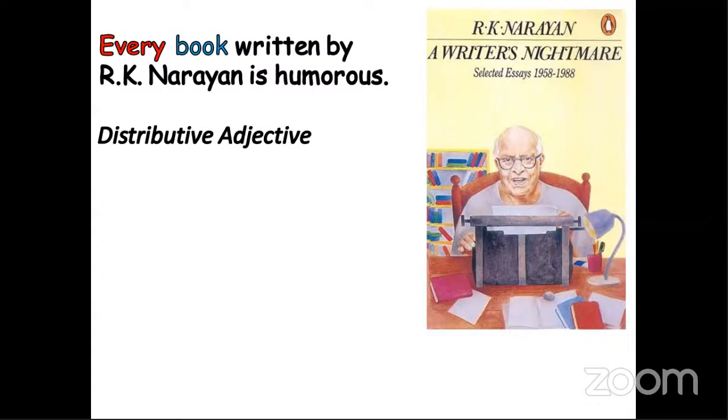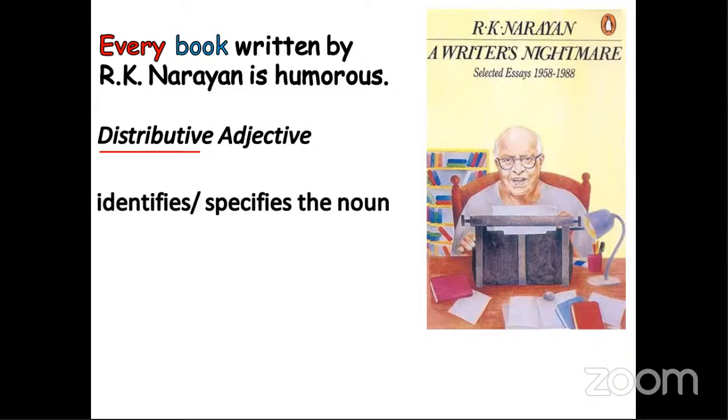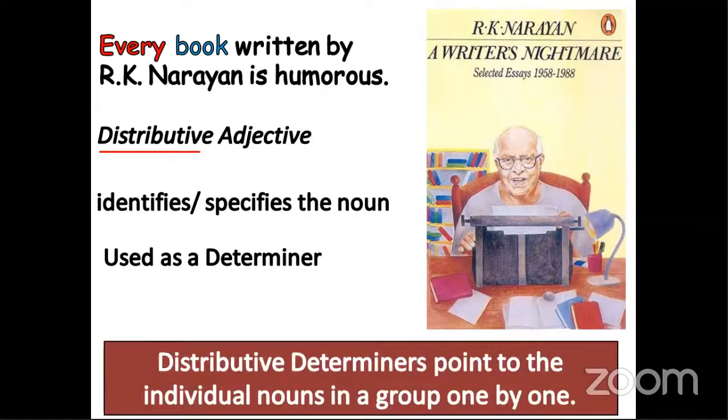Now when we say every book written by R.K. Narayan, we are referring to all the books of R.K. Narayan in a group. And then we are referring to each book one by one. Hence, every identifies or specifies a noun in a group. Hence, every has been used as a determiner. So we can say that distributive determiners point to the individual nouns in a group one by one.